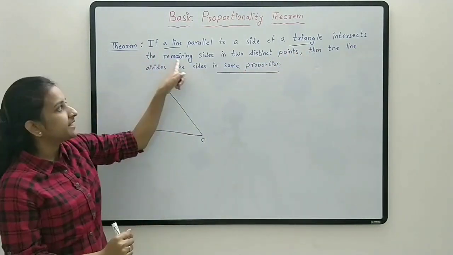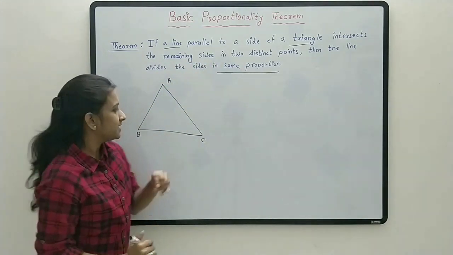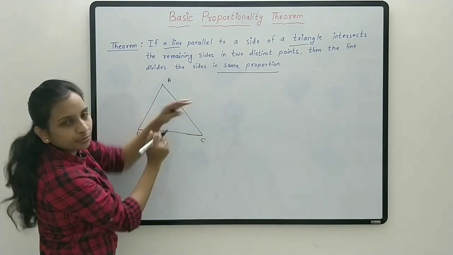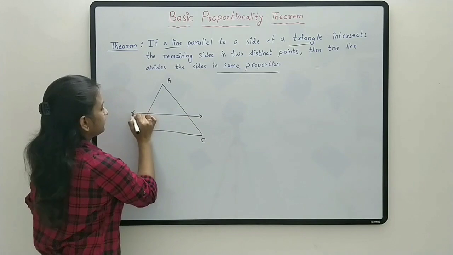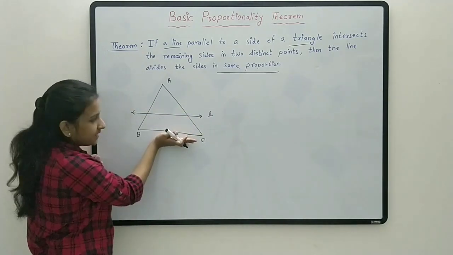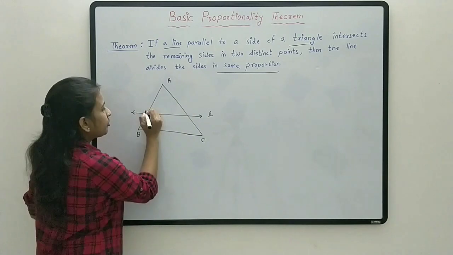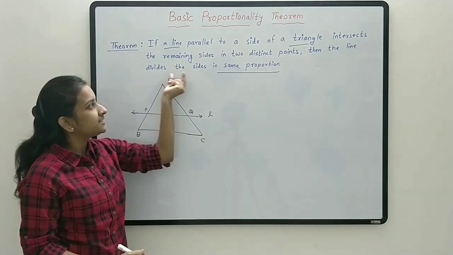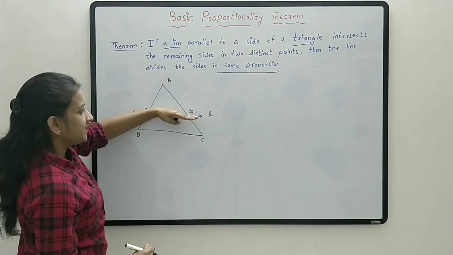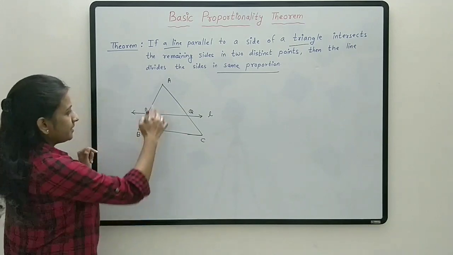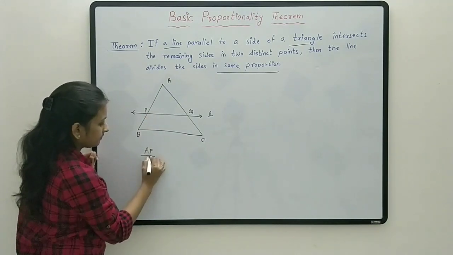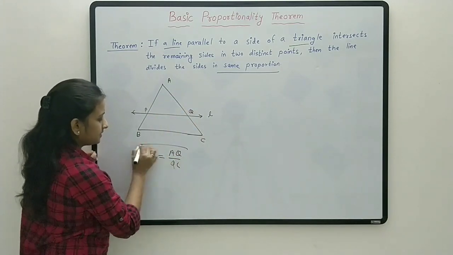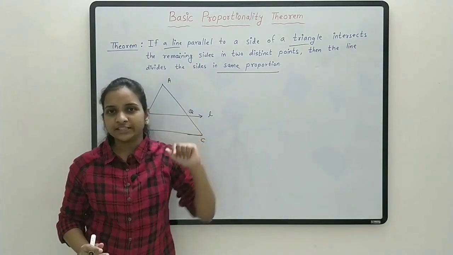This line intersects the remaining sides in two distinct points. Say line L is parallel to side BC, and intersects the remaining sides in two points, say point P and Q. Got it? Then this line divides the sides in the same proportion. Means AP by PB is equal to AQ by QC. This is what the basic proportionality theorem is.